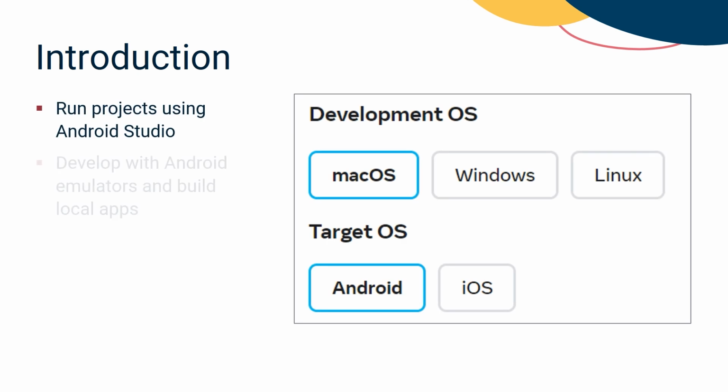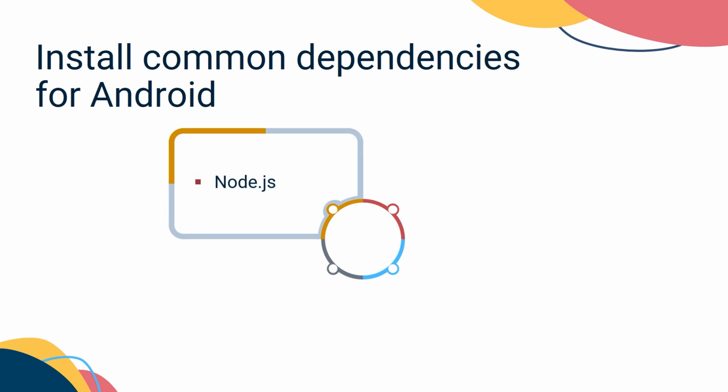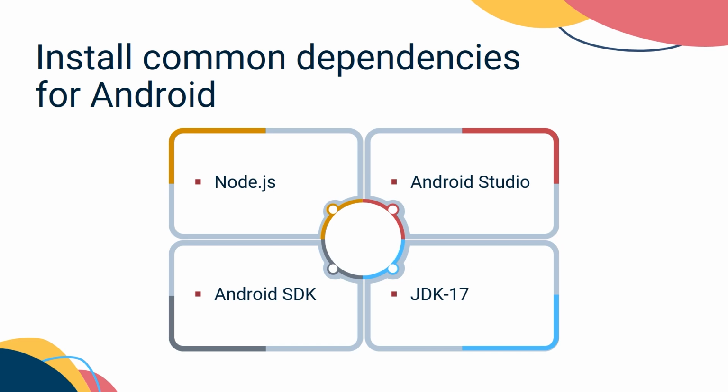This will enable you to develop with Android emulators and build your apps locally. Although we will be using macOS as the development operating system and Android as the target operating system in our example, you could use any of the combinations of the development OS and the target OS available in the setup process. You will need Node.js and Android Software Development Kit, SDK, possibly JDK 17, and Android Studio to work with Android.